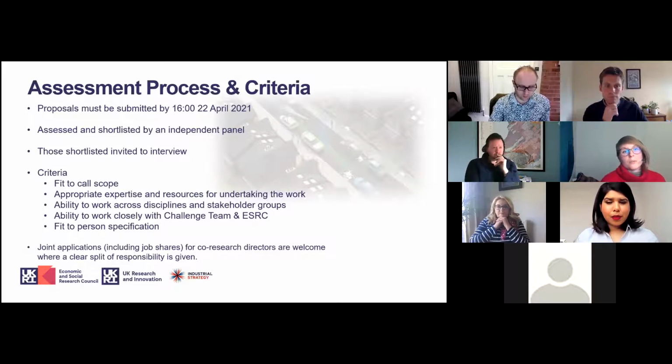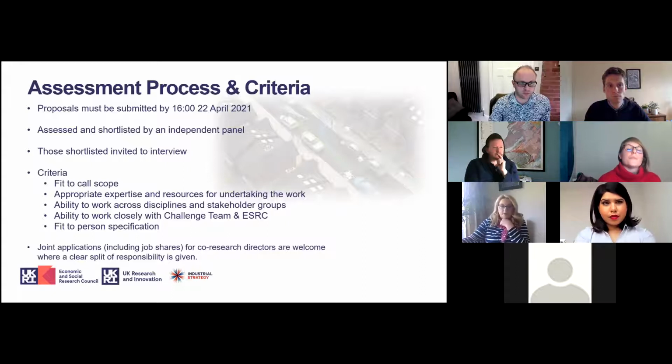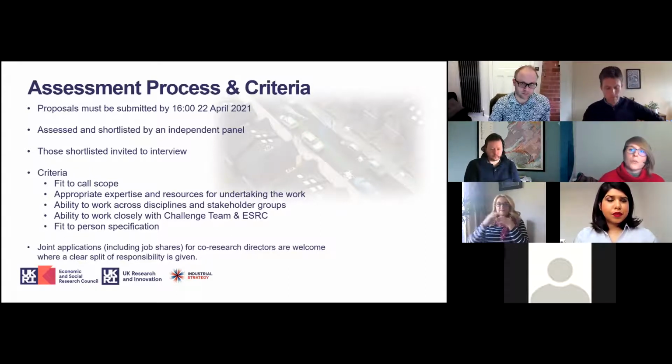The criteria for this call is, does it fit the call scope? So does it fit with future flight and the other things outlined earlier? Does the applicant have the relevant expertise and resources for undertaking this work? Can they demonstrate that they have the experience and ability to work across the different disciplines and stakeholder groups, as well as with ESRC and the challenge team? And how does the proposal and the applicant fit the person specification outlined earlier and given in the call spec? Just to note that joint applications for this are permitted, as a job share.